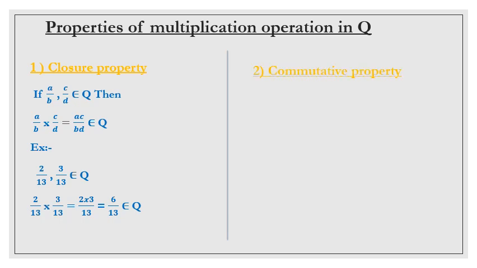Number 2, commutative property. What's the meaning of commutative? Change places. A over B by C over D equals C over D by A over B, which belongs to Q. For example, 2 over 9 and 5 over 9 belong to Q. Then 2 over 9 by 5 over 9 equals 5 over 9 by 2 over 9.